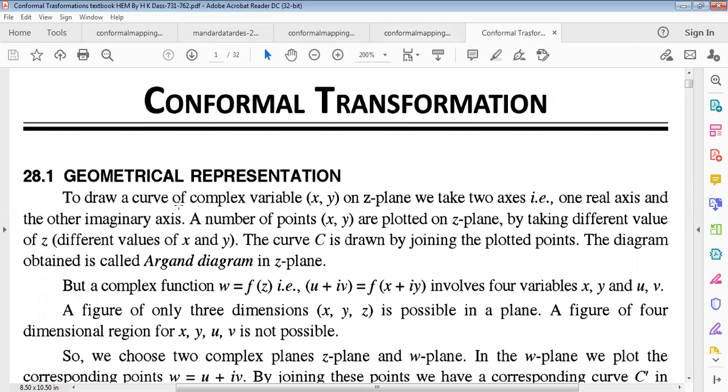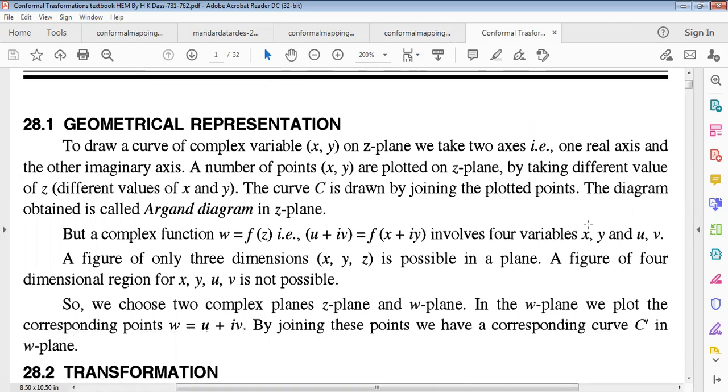Geometrical representation of a complex number. You must know xy is the z plane and uv is the w plane. The complex function w equals f of z equals u plus iv can be written as f of x plus iy, which involves 4 variables actually here. How many variables? 4 variables: x, y, u, v. But a figure in three dimensions x, y, z is possible in a plane. A figure of a 4-dimensional region for x, y, u, v is not possible.